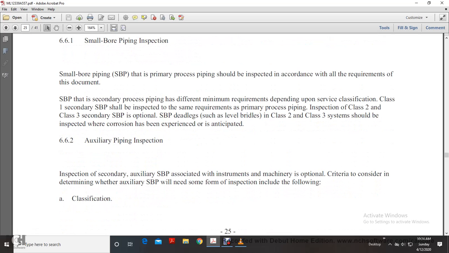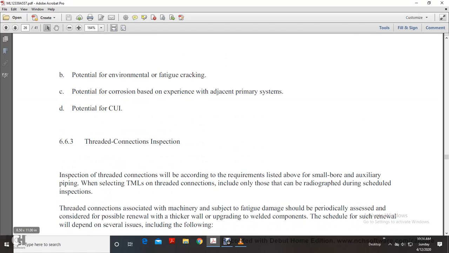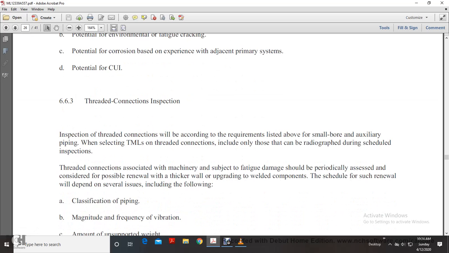6.6.2 Auxiliary piping inspection: inspection of secondary auxiliary small bore piping associated with instrument and machinery operational condition. Critical considerations for auxiliary small bore piping that will need some form of inspection include the following: classification, potential for environmental fatigue cracking, potential for corrosion, base experience with the adjacent primary system, and potential for corrosion under insulation. Threaded connection inspections.